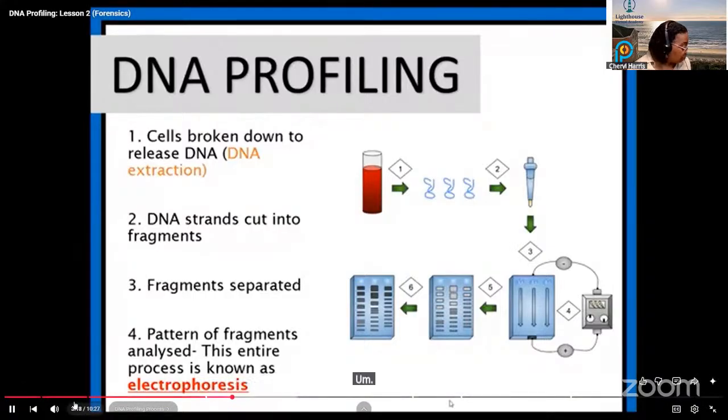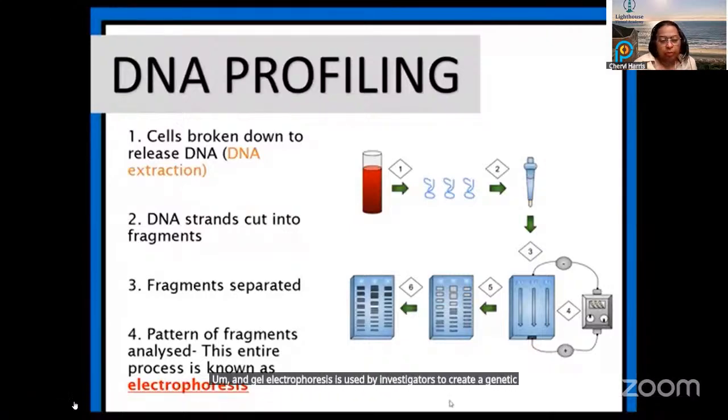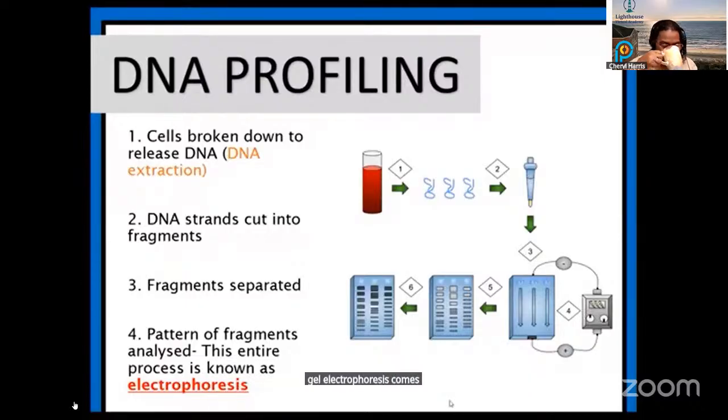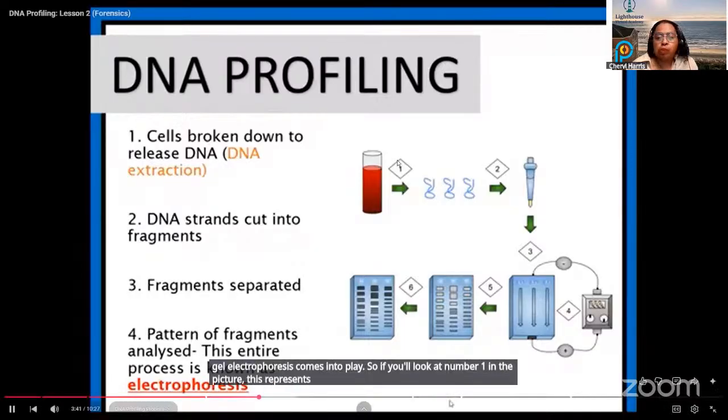Gel electrophoresis is used by investigators to create a genetic profile or a DNA profile. But it's a little more complicated than just creating a genetic profile because the DNA has to first be collected and then it has to go through some different steps before gel electrophoresis comes into play. If you'll look at number 1 in the picture, this represents DNA and it's collected.